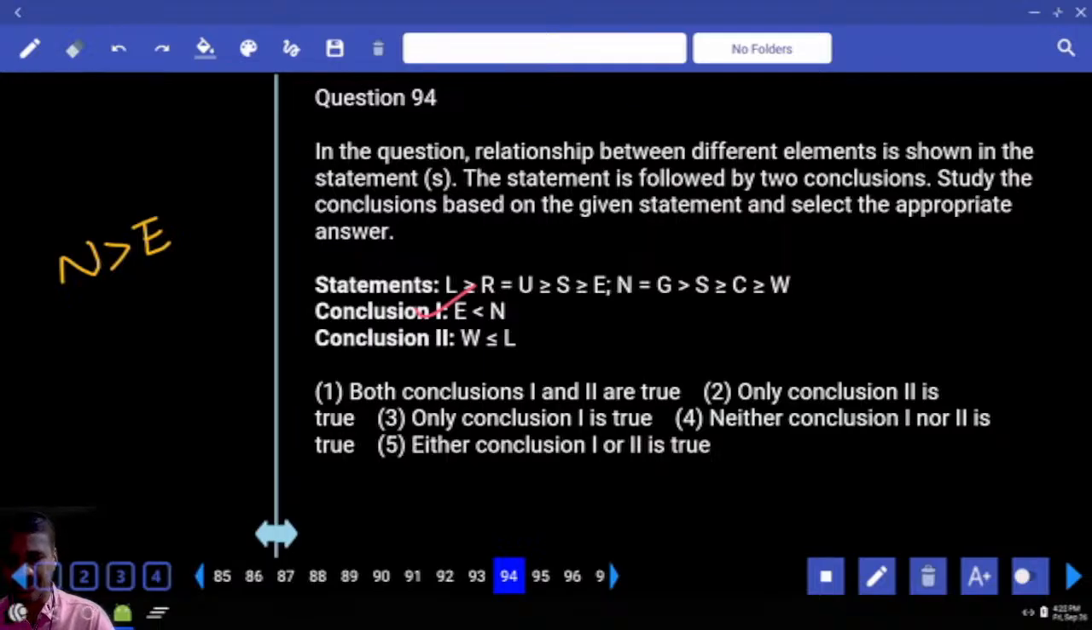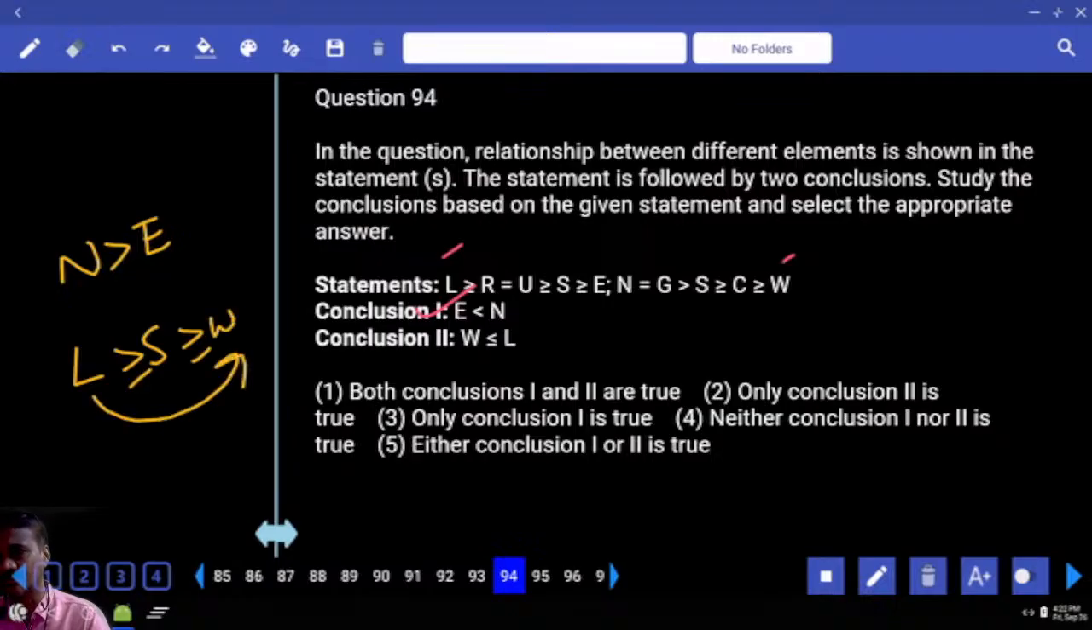The next one, W and L. L is here, W is here. Which element is common? S is common. L greater than or equals to S, S greater than or equals to W, so L greater than or equals to W. W lesser than or equals to L. Then the original answer is both 1 and 2, choice 1, question number 94.